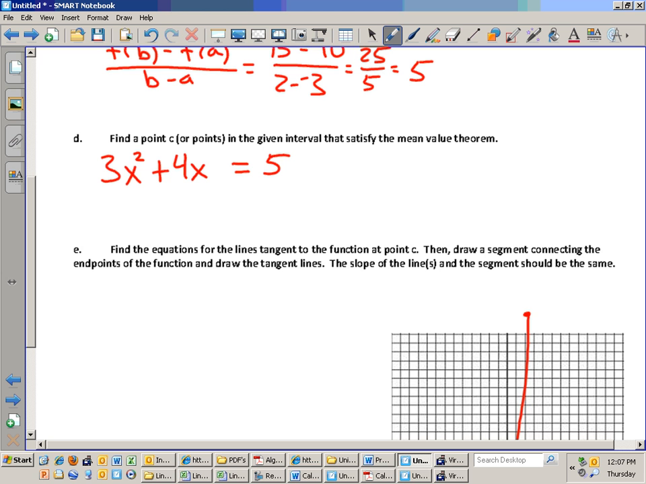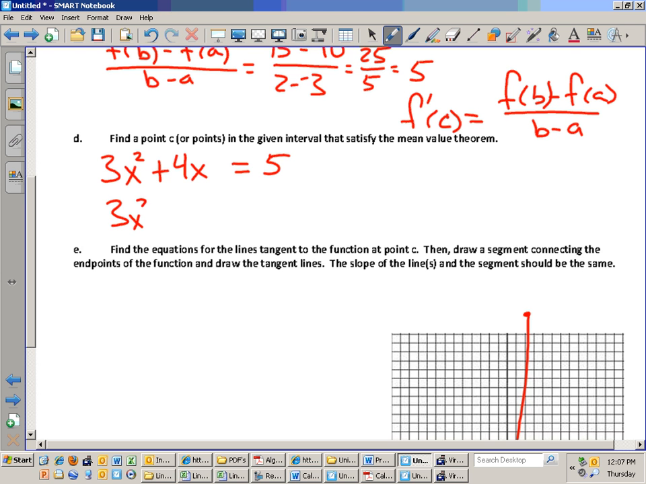Derivative. So again, what we just satisfied was f prime of c is equal to f of b minus f of a over b minus a. That's what we just did, okay? And so we have this piece right here. We've set it up. We now want to find the x values, which will be our c values, where that's true. So I will solve for this. 3x squared plus 4x minus 5 is equal to 0.